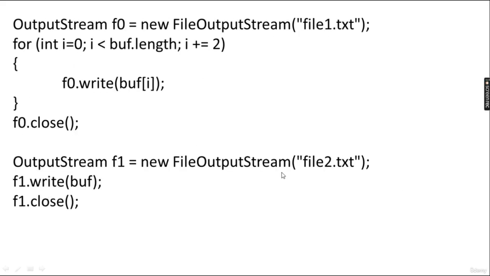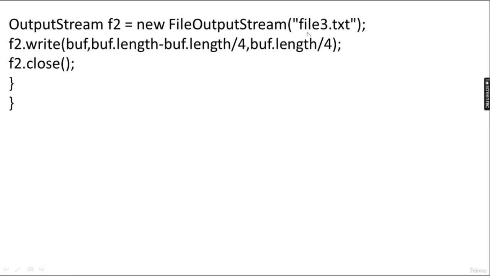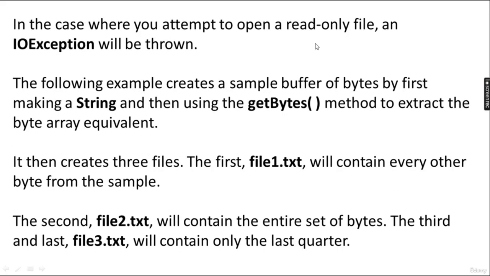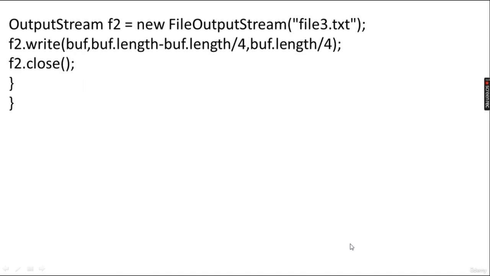Then next is file2.txt, f1.write(buffer), whatever is there in buffer, and then close. And file3.txt, f2.write(buffer, buffer.length minus buffer.length divided by 4, buffer.length divided by 4). So the third one will contain only the last quarter.